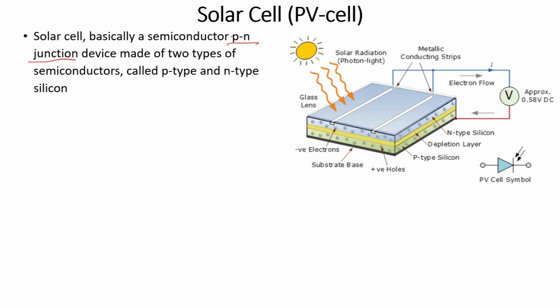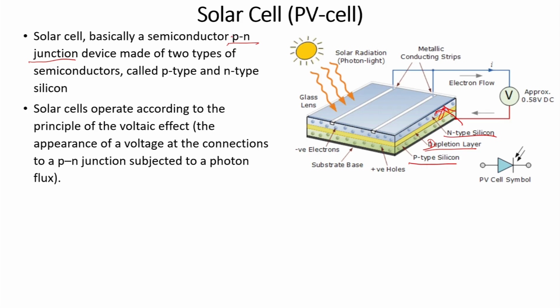You can see this is the p type silicon layer, and this part is the n type, and this is the depletion region, the depletion layer. Whenever two types are joined, there will be a depletion region because of the diffusion of holes and electrons. This comes from the physics of the p-n junction.